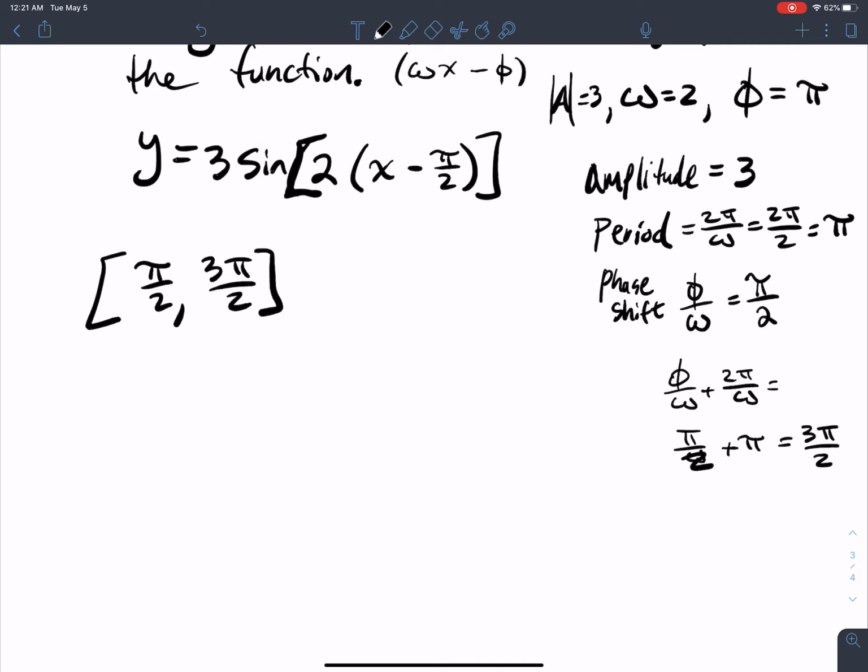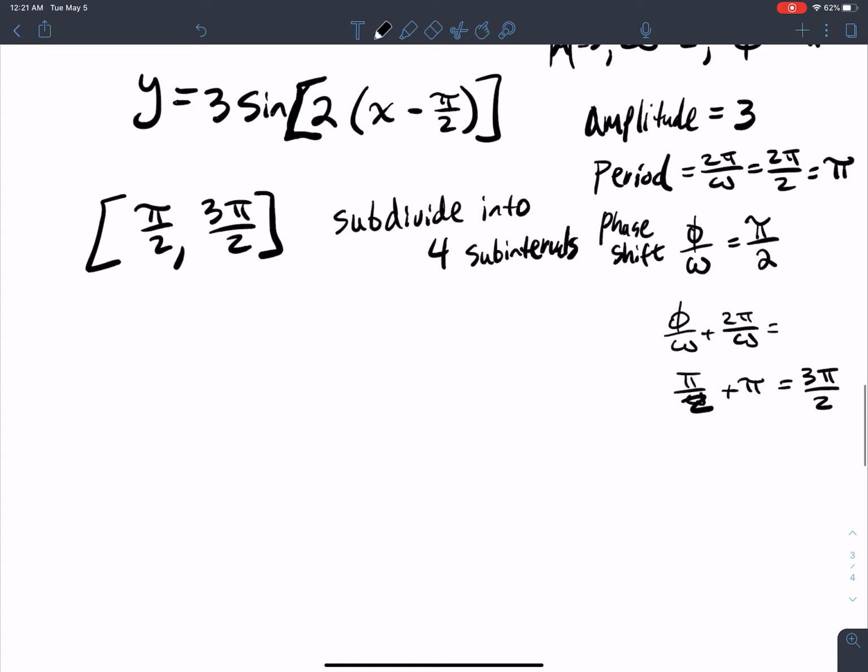Now, what do I do with this? I subdivide it into 4 subintervals. How do I do that? Well, I can take my number line, pi over 2 to 3 pi over 2. So 4 looks like this.